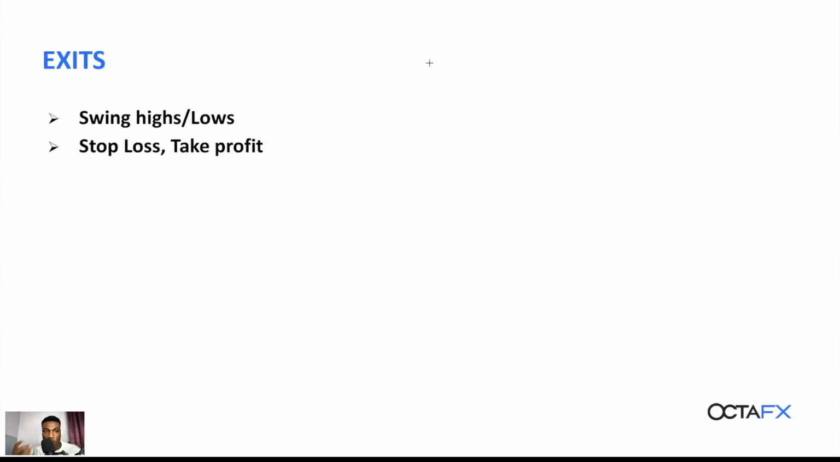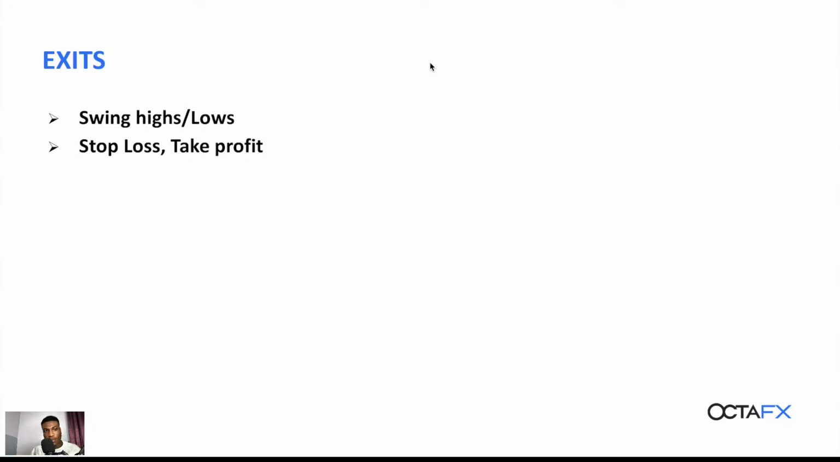And your framework should also contain your exit point, which is, if you've opened the trade, you have to close the trade to determine your financial results, right? So your exits can be made up of swing highs and swing lows, or stop loss and take profit orders. So these are orders where you tell your broker that you want to take a certain amount of profit, or you want to stop at a certain point if the market is going against you.